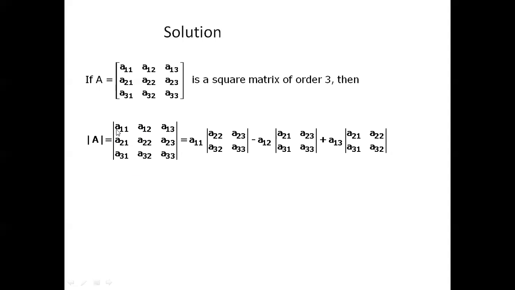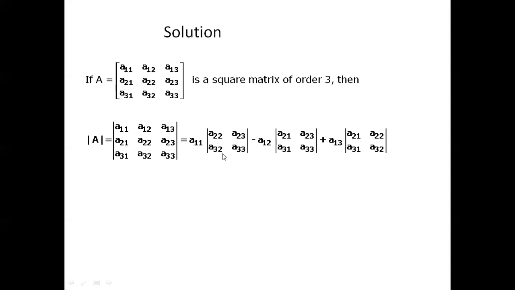So leave that first row and first column and take the elements A22, A23, A32, and A33 and take the determinant of these 4 elements. So A11 into the determinant of these 4 elements, minus the second element A12, which lies in the first row and second column. So take the determinant of the remaining elements, that is A21, A23, A31, and A33. So the determinant of these 4 elements, plus the last one. The last one is A13. So plus A13 into A21, A22, A31, A32, because this element lies in the first row and third column.